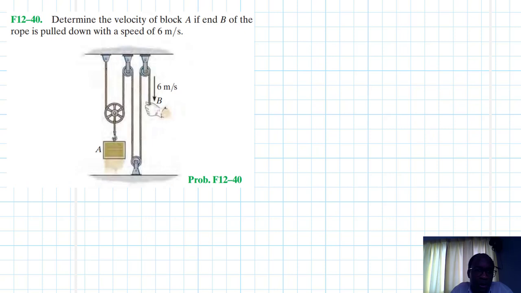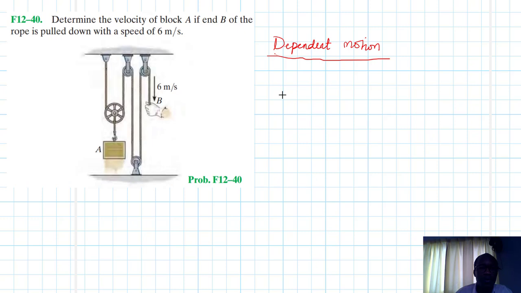The problem reads: determine the velocity of block A if end B of the rope is pulled down with the speed of 6 meters per second. This problem is coming from Engineering Mechanics Dynamics, 14th edition, by R.C. Hibbeler. So in this particular problem, we are dealing with the dependent motion of two particles.